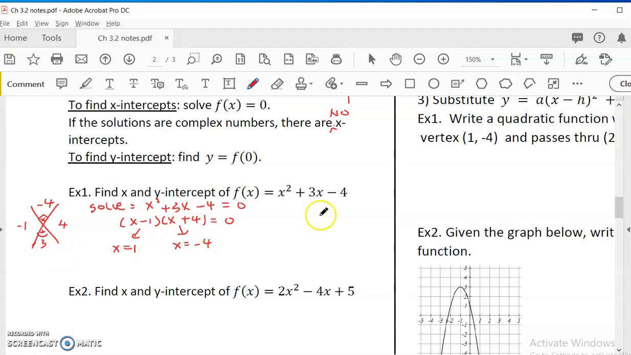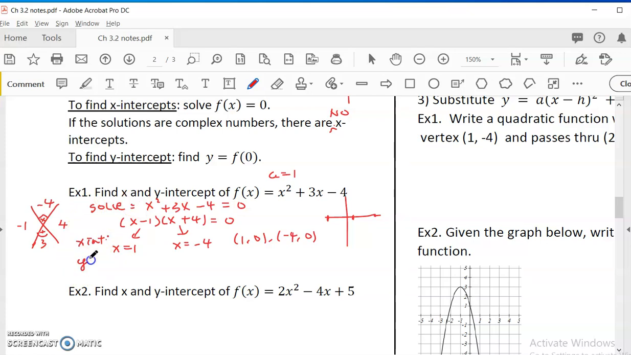So you can imagine that you have a graph. A is 1, which is positive, so it's facing up. It would cut the x-axis here, and at negative 4, facing up like that. So those are the two x-intercepts. So the x-intercepts are (1, 0) and (negative 4, 0). What about the y-intercept?